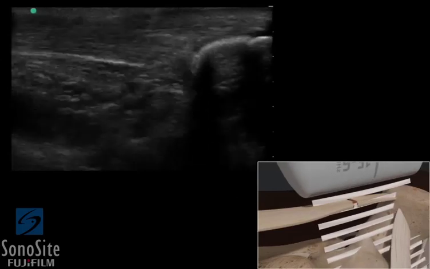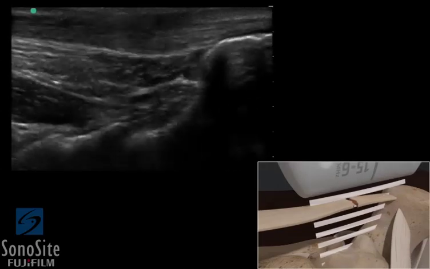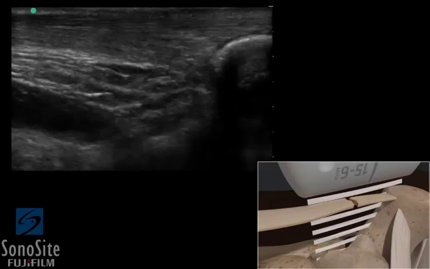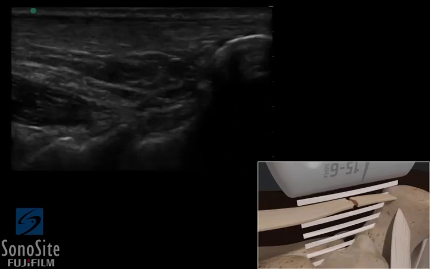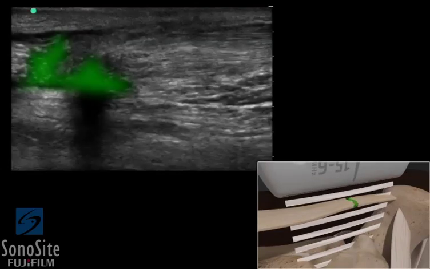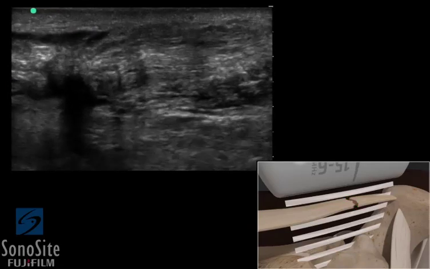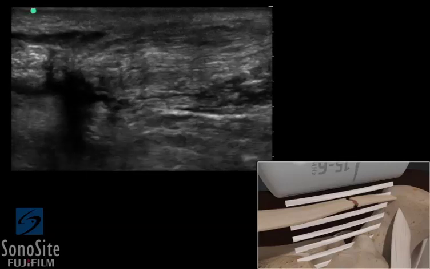Chronic injuries to the Achilles tendon are associated with calcific tendinosis that appears as a hyperechoic foci within the tendon with posterior acoustic shadowing. A complete rupture of the Achilles tendon is seen as a total discontinuity of all the tendon fibers, with retraction of the proximal tendon from the calcaneal insertion.